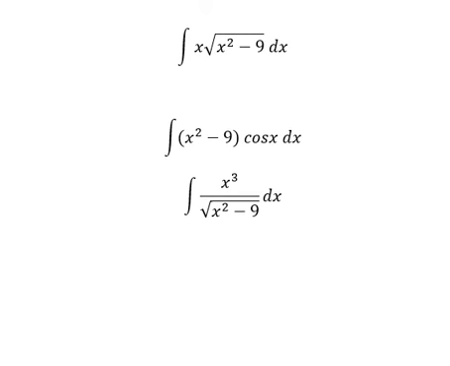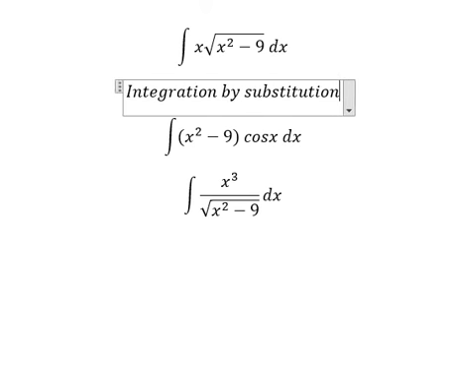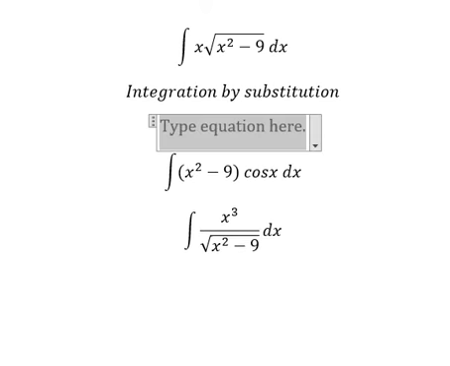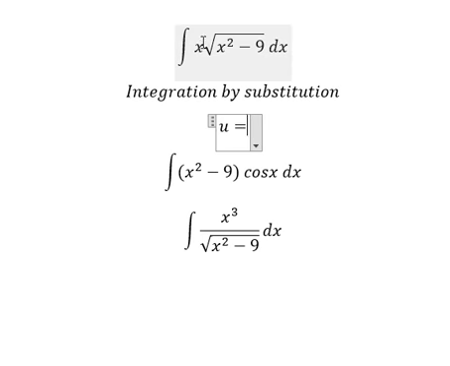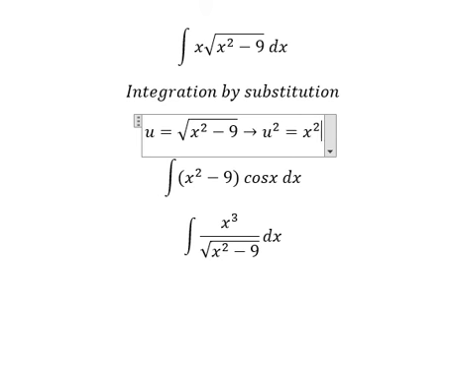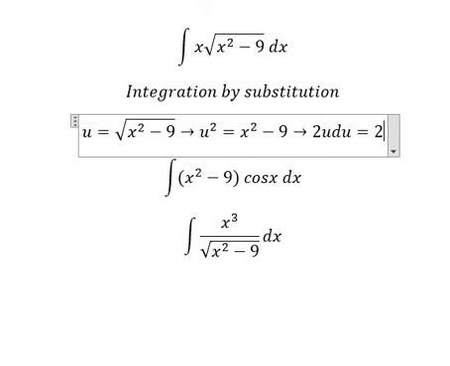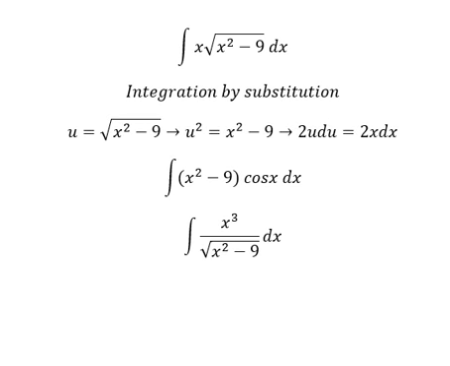Question number 2, we need to use integration by substitution. So I will put u equals to this one. So we square both sides to cancel the square root. Next, we do the first derivative for both sides. So we have 2u du equals 2s ds. Next, we divide both sides by number 2.